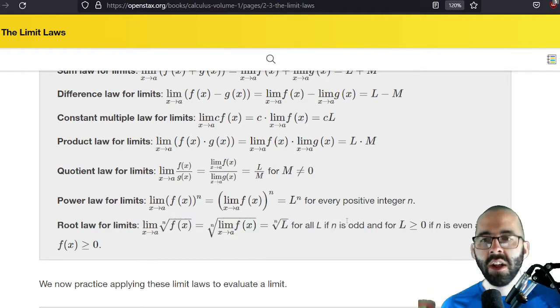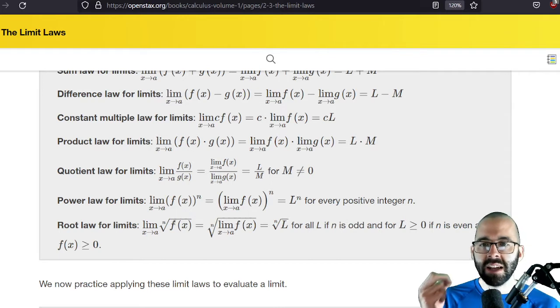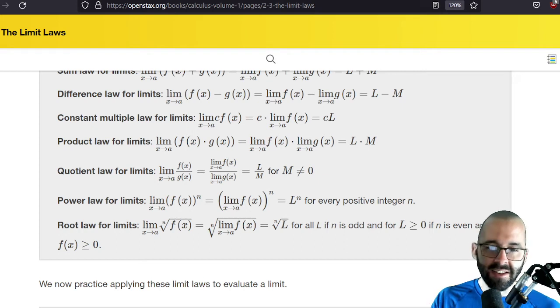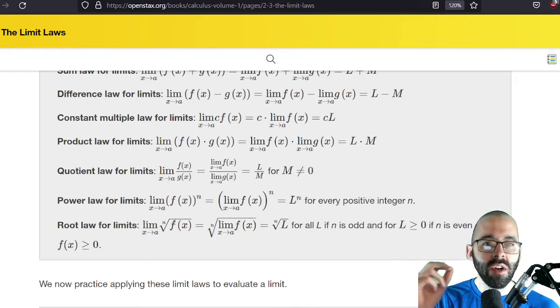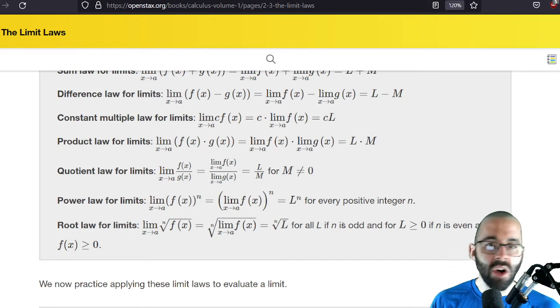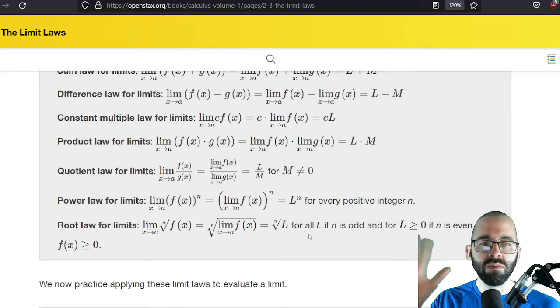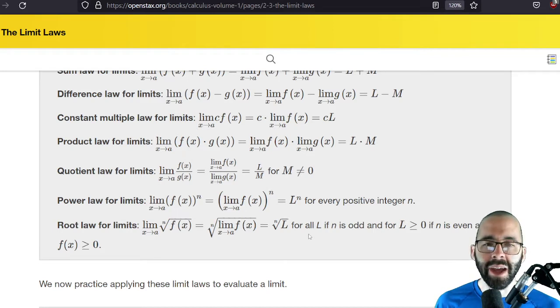This root law: the limit of a root is the same as the root of the limit. So you can evaluate the limit and then take the square root afterwards, or the cube root afterwards, as long as one of two things happens. If n is odd, then we can do this all the time. This works for every limit as long as n is odd, because cube roots, fifth roots have a big domain. There's not going to be a lot of problems with cube roots and fifth roots and seventh roots as long as the index n is odd.